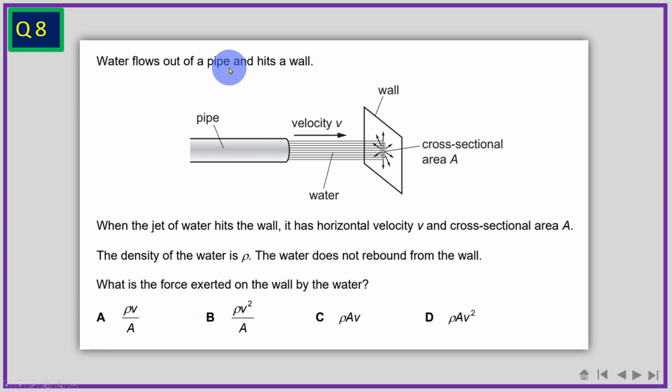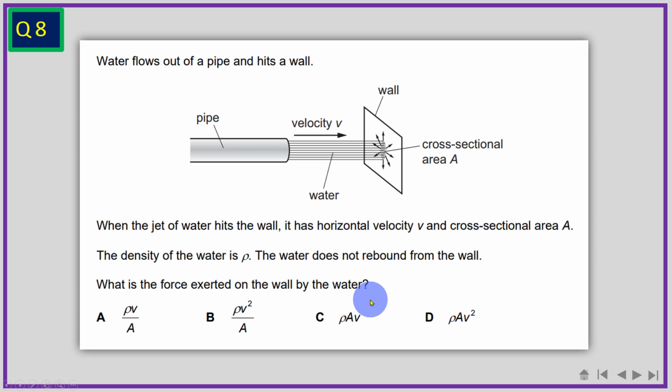Water flows out of a pipe and hits the wall, as shown. When the jet of water hits the wall, it has a horizontal velocity v and cross-section area A. The density of the water is rho. The water does not rebound from the wall. What is the force exerted on the wall by the water?